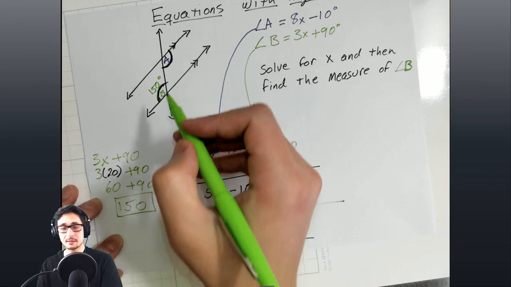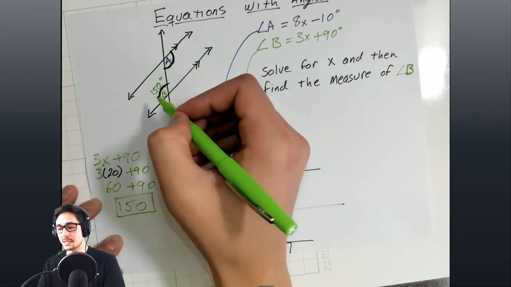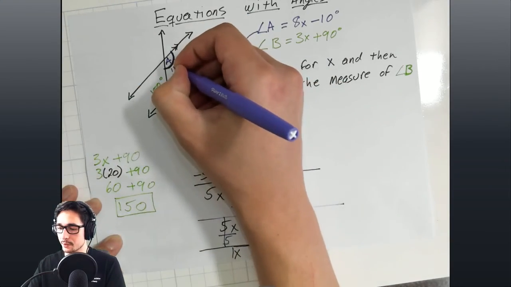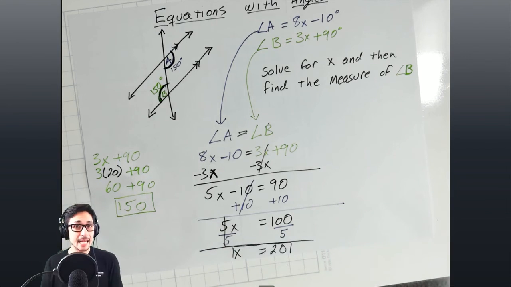Now, there is a cool fact: because they are alternate interior angles, if B equals 150 degrees, that also means that A is also 150 degrees. That's it. We did it.